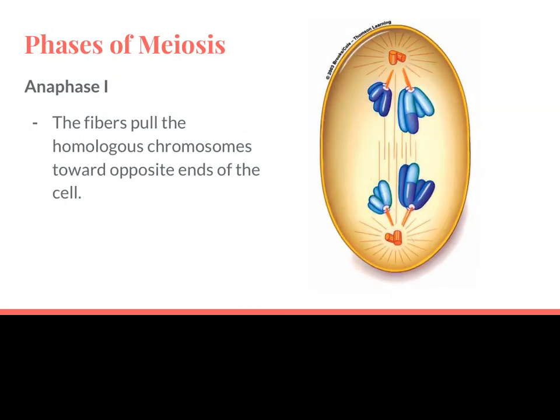All right, next one on the list for meiosis is anaphase 1. Very simple. The fibers pull the homologous chromosomes toward the opposite ends of the cell. Please, please, please notice there's an example here of crossing over from prophase 1, and now that information is being pulled to opposite sides.